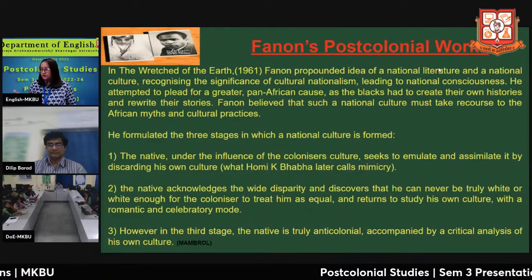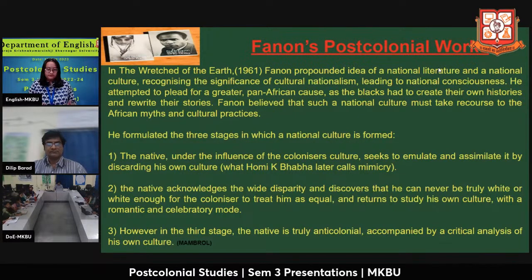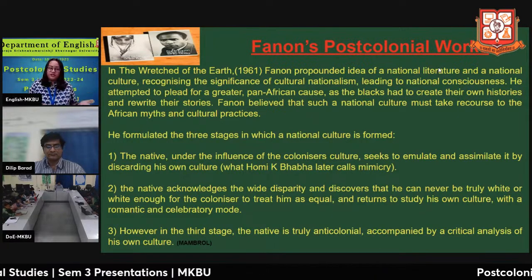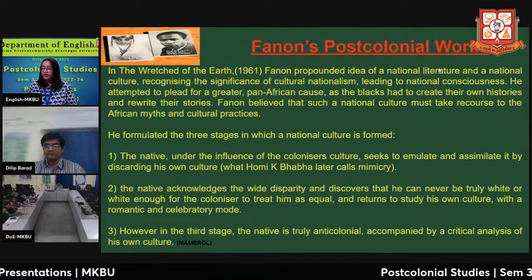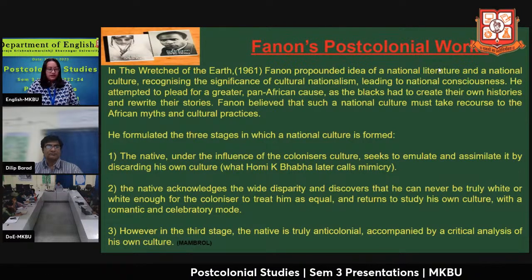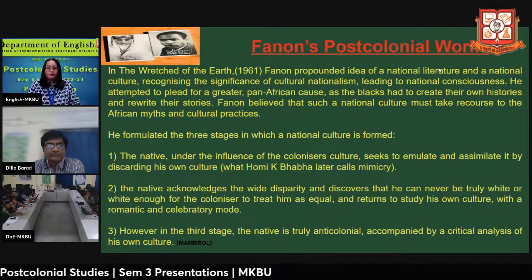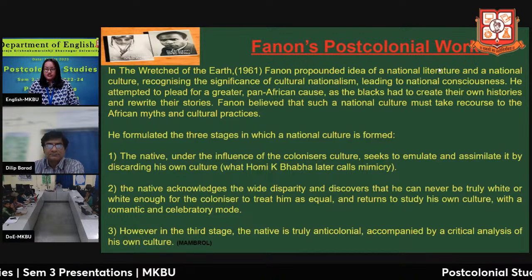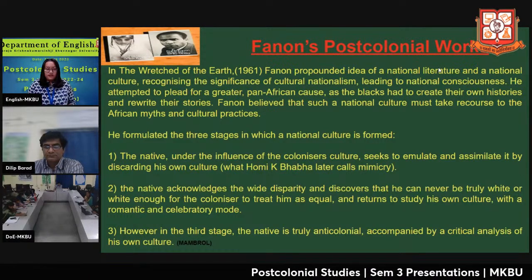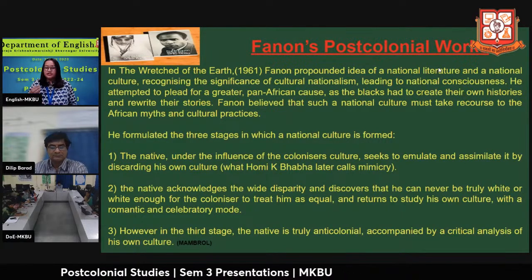Fanon's postcolonial work. As we all know, Fanon wrote two works in postcolonial theory. One is The Wretched of the Earth, which was published in 1961, and another is Black Skin, White Masks. In these works, Fanon propounds the idea of a national literature and national culture, recognizing the significance of cultural nationalism. He formulated three stages in which a national culture is formed.